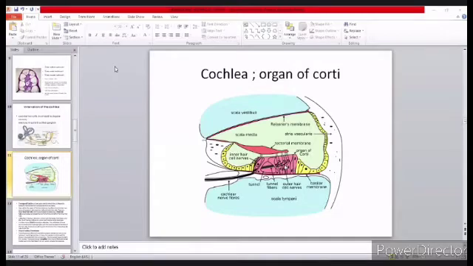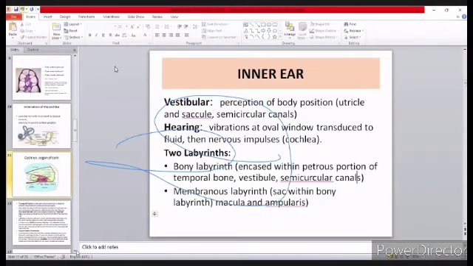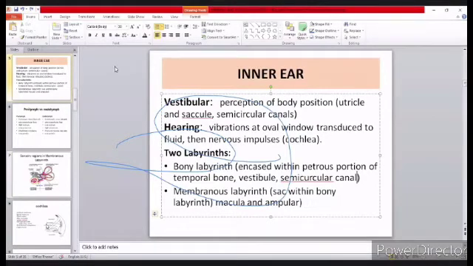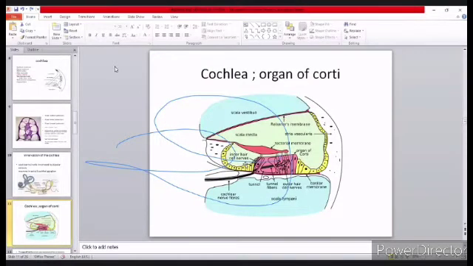And then the inner hair cells, this is where most, 90%, of your hearing comes from. The outer hair cells also participate, but that's less than 10%. Okay, so our organ of Corti has these two cells.